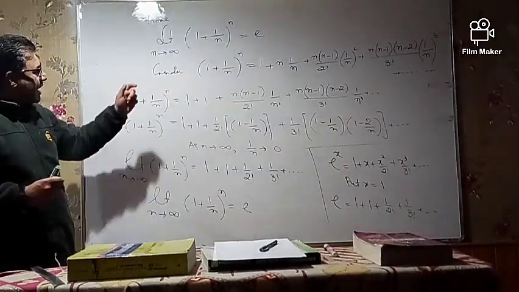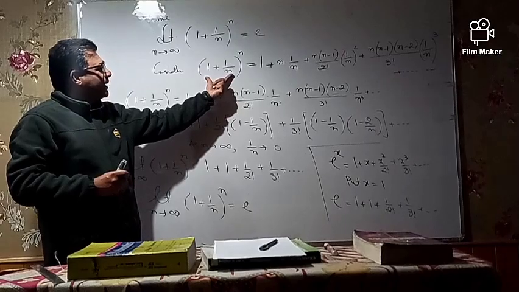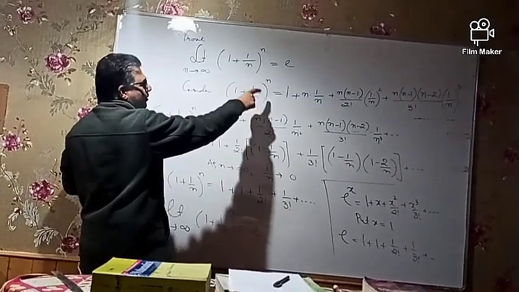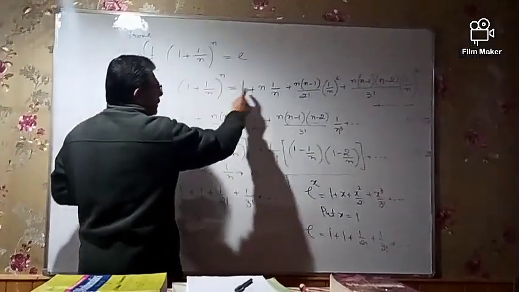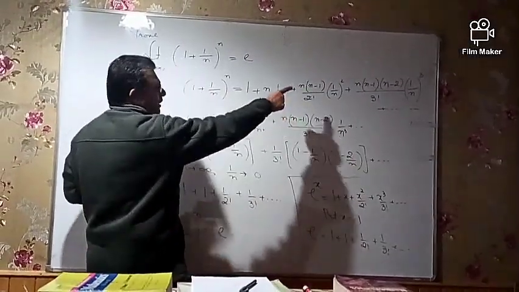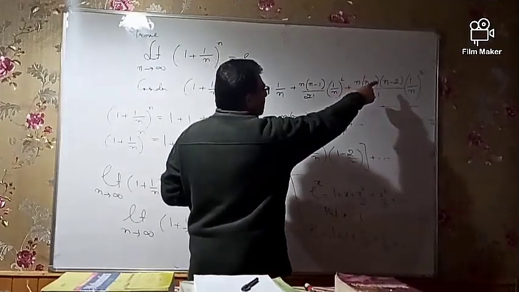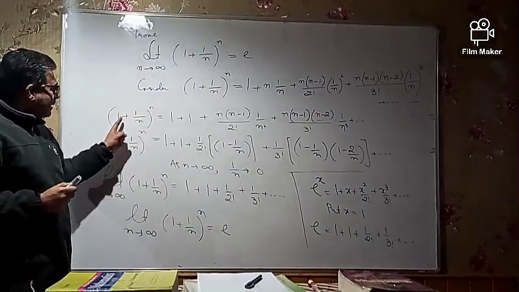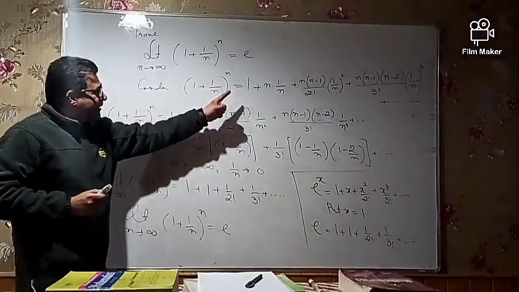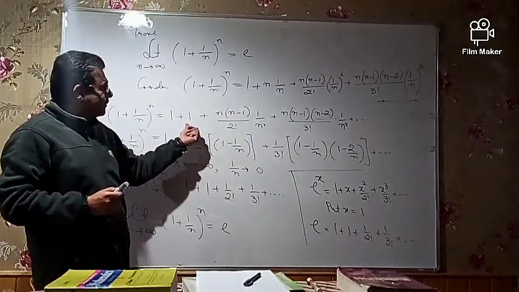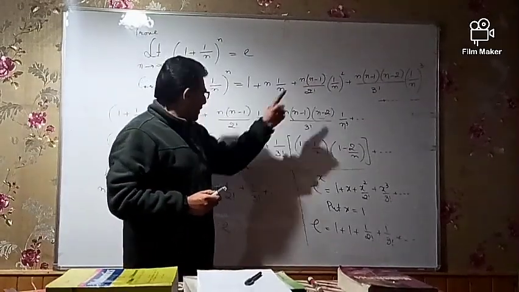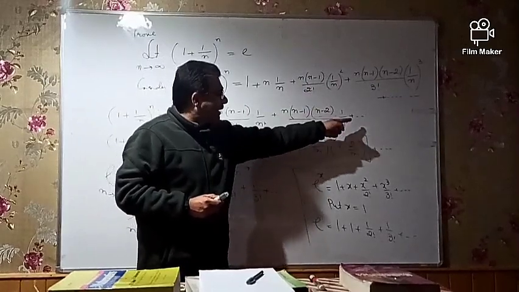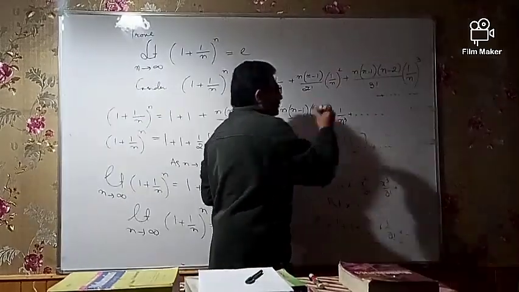What I will do, I will consider only the function 1 plus 1 by n raised to power n, and I will apply the binomial theorem to it. How to apply the binomial theorem? Of any index, 1 plus n into 1 by n, n into n minus 1 by 2 factorial, 1 by n whole square, n into n minus 1, n minus 2 by 3 factorial, 1 by n cube, and so on. It goes up to infinity. Now 1 plus 1 by n raised to power n is 1 plus 1. This is 1 because n and n will get cancelled, so it will be another 1. It will be n into n minus 1 by 2 factorial into 1 by n square, n into n minus 1, n minus 2 by 3 factorial into 1 by n cube, and then it goes up to infinity.